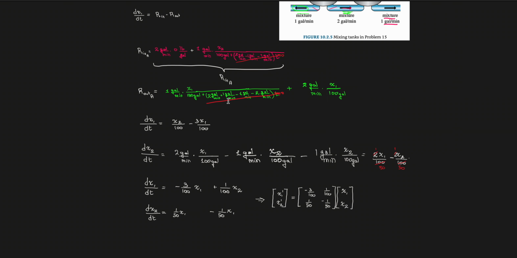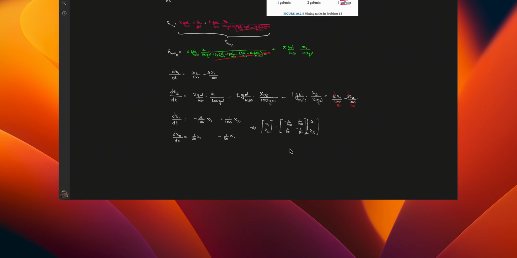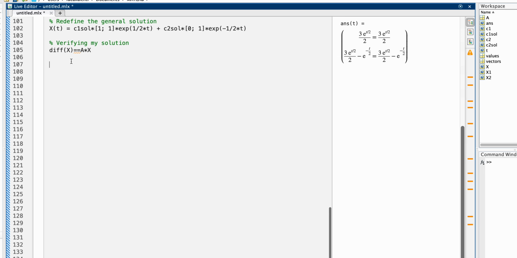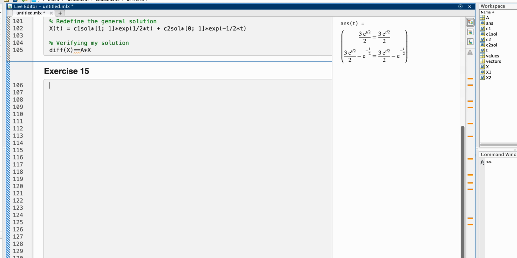A1, we're going to do part A2, which is finding the solution to this homogeneous system with the eigenvalue, solving the eigenvalue problem. So finding the eigenvalues, the eigenvectors. So let's go over to Matlab and let's show you how to do this. So this is percent, that's going to create a new block, exercise 15.